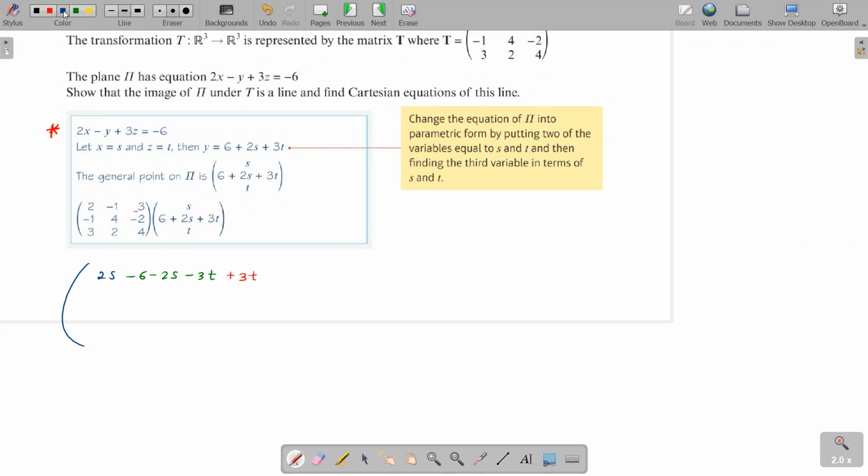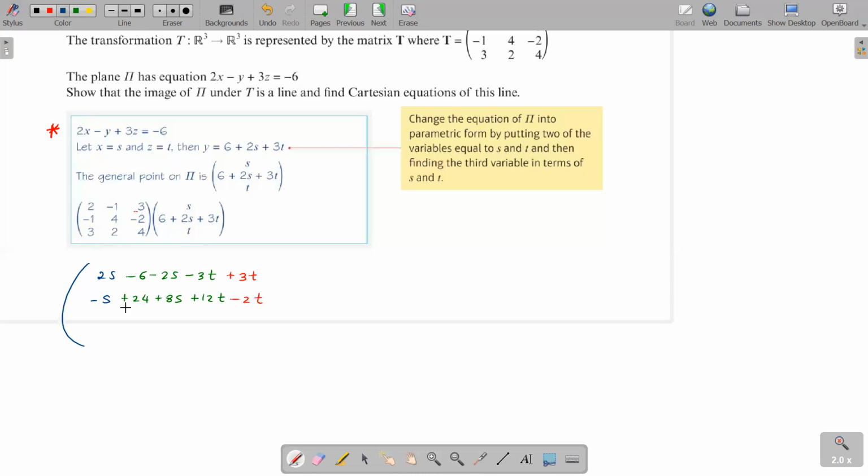Okay, the next coordinate, can you all multiply? Minus 1 with s is minus s. Then 4 times 6 plus 2s plus 3t is 24 plus 8s plus 12t. And the next one, minus 2 into t is minus 2t. Do you understand the multiplication?